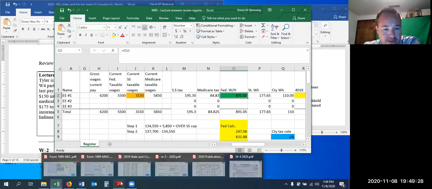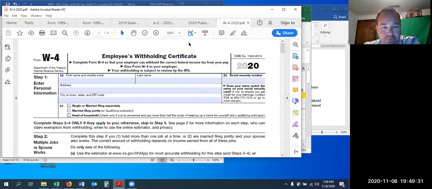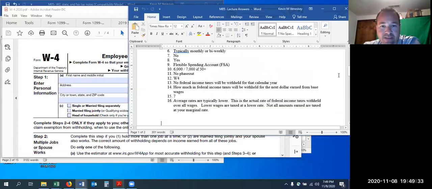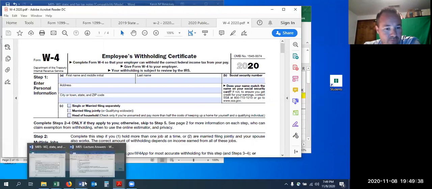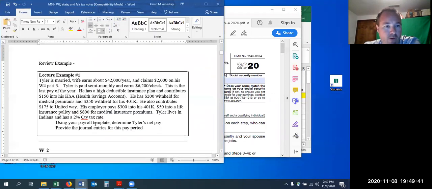So let's pull up first off the W-4. It tells us in the problem the couple things that we need to know. One is that he's married, so depending on what we're going to look at, we're going to need to know that. We're going to need to know that his wife earns quite a bit different than him, so we're going to need to go to the bottom of the W-4 when it gets time to do that and look at the schedule. And we're claiming $2,000 on his W-4 Part 3.